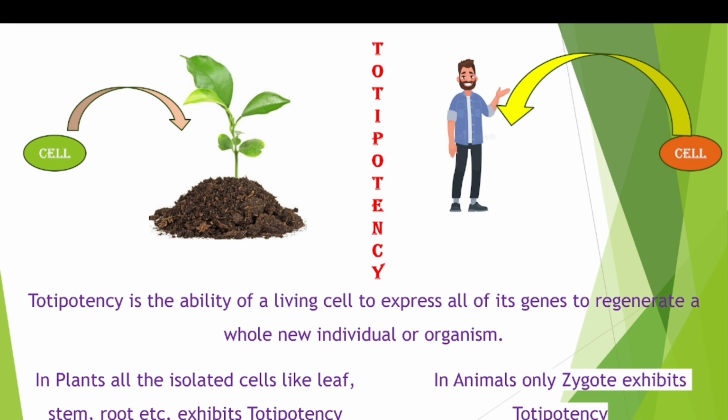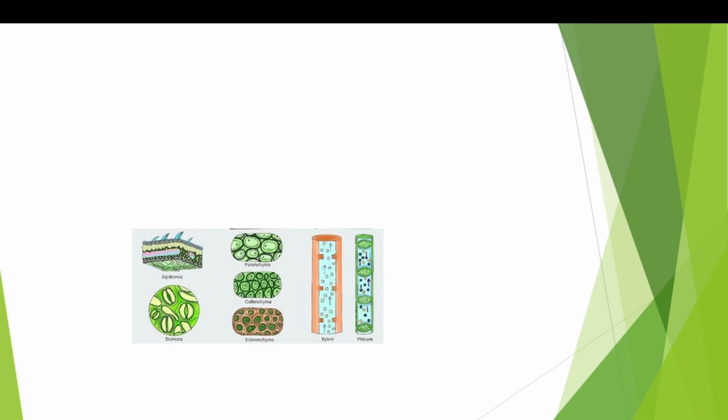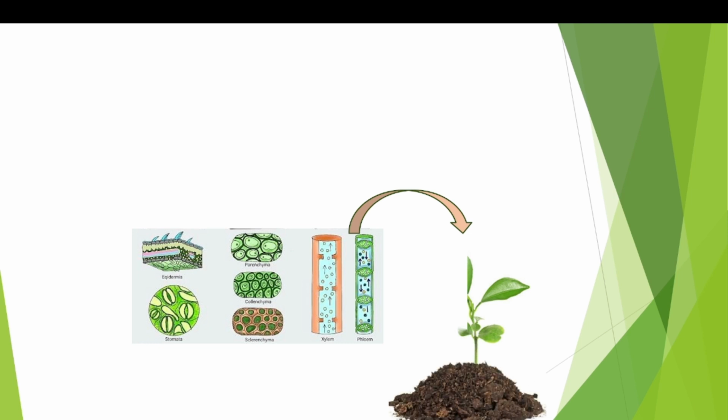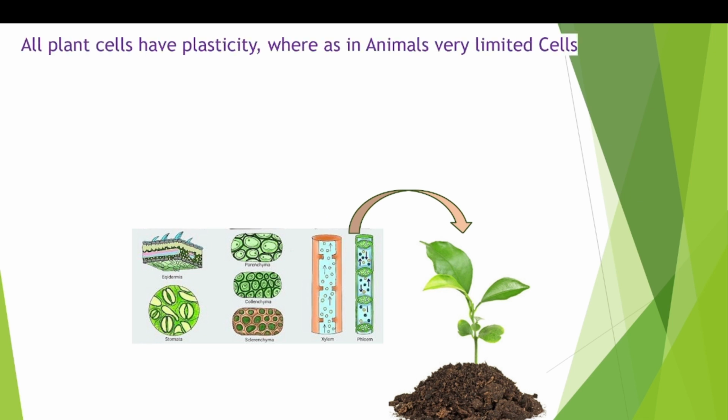Why can all plant cells produce an entire plant, but not all animal cells? Because, take this plant cell, these are the different types of plant cells. Whatever cell you take can produce an entire plant. Whether from xylem or phloem or sclerenchyma cells, chlorenchyma cells or parenchyma cells, epidermal cells or stomatal cells, whatever cell you take, all the plant cells can generate an entire plant. So all the plant cells are totipotent in nature because all plant cells have plasticity, whereas very few or limited animal cells have plasticity.